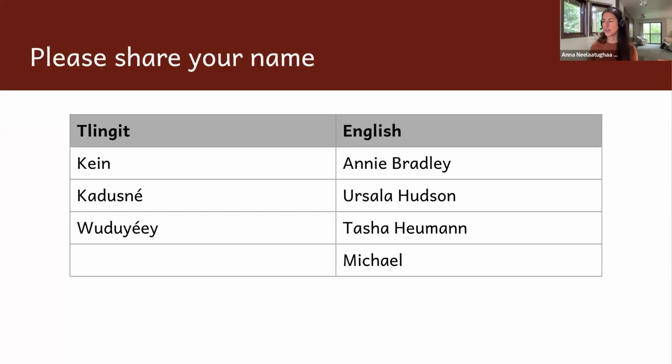And then we have Tasha Wooduyi. The last sound is Y, high tone double E, Y. So with this last Y, you do a little extra stretching of your mouth. So you have the double E followed by the Y. Let's do this again. Repeat after me. Wooduyi.